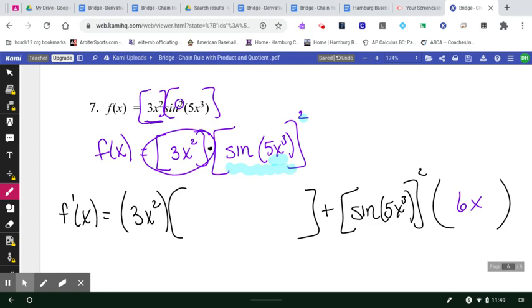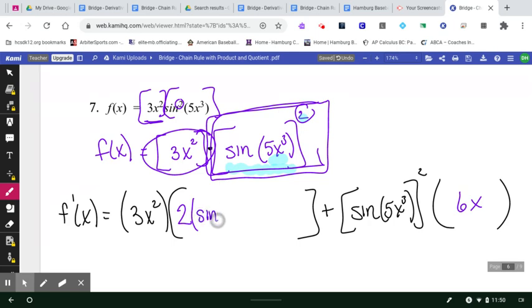Okay, now I'm going to do the ugly one. I'm going to start with the outer function, which is a 2. So that comes down in front. Keep the inside. Now go to the inside and derive. Sine is going to become cosine. Keep the inside. Now take the derivative of its inside. So that's going to get me 15x squared. And that's it. The calculus part is over.